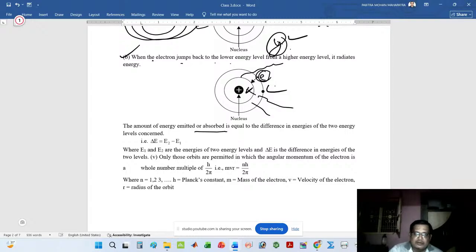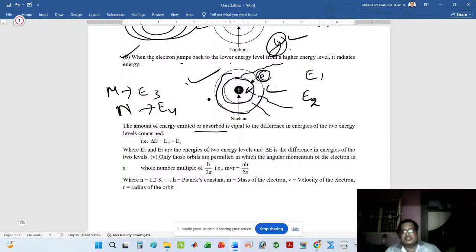Suppose think about this structure. Here this is the K cell and it has energy, that is your E1. Here the L cell is present and the energy is said to be E2. For the M cell, you can think about E3. For the N cell, you can think about E4. These are the energy levels. Here, always remember E1 is smaller than E2, smaller than E3, smaller than E4.